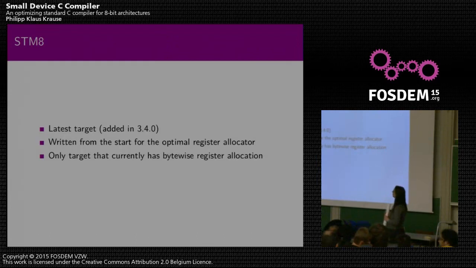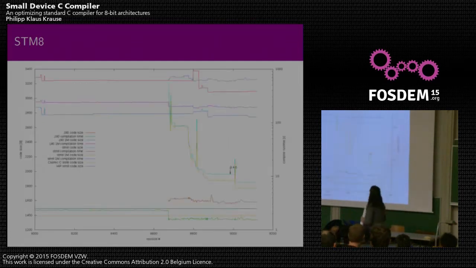This one is the first one written from the start with a new optimal register allocator in mind, and it's the only one that has byte-wise register allocation. Again, a bit more on that later. Both make code generation rather efficient.